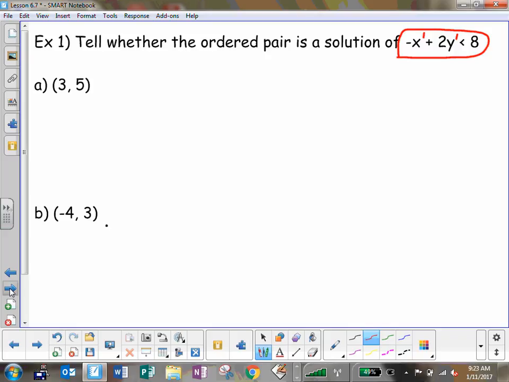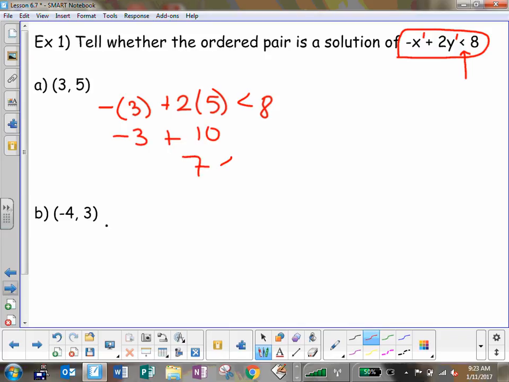And notice that the inequality is less than. So when I substitute in 3 and 5, is it okay if I get the value of 8? No, I have to have any value that's less than 8, correct? So when we substitute in, we use parentheses: minus with the 3 in parentheses, then plus 2 with the 5 in parentheses, and we need to see if this is a true statement. So this says negative 3 plus 10, which is 7. Is 7 less than 8? It's true. Therefore, this is a solution.